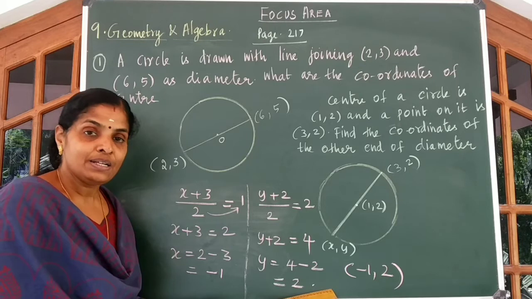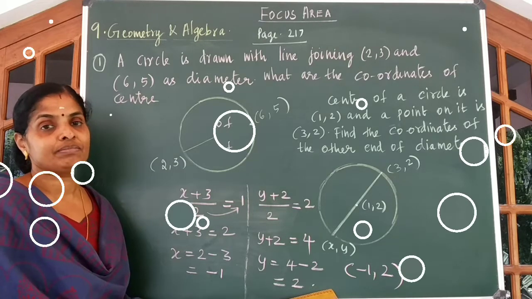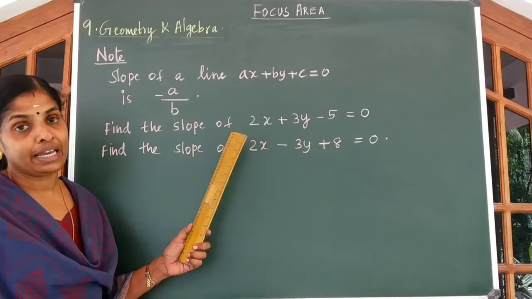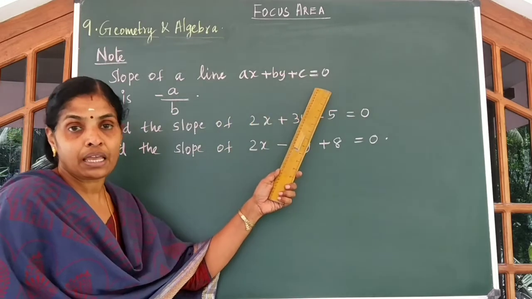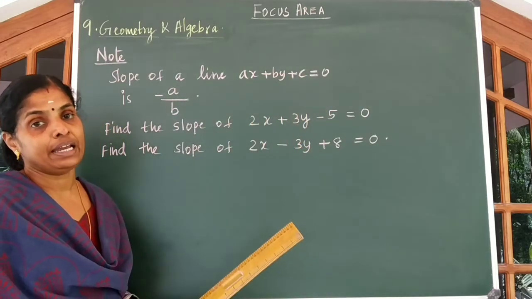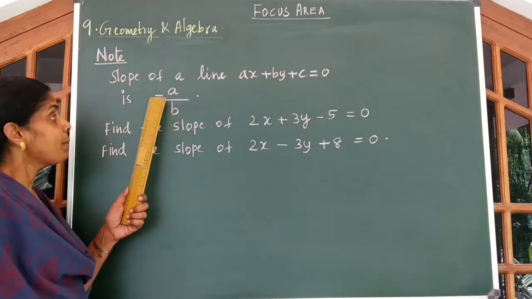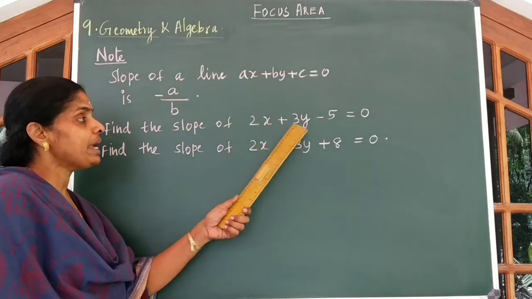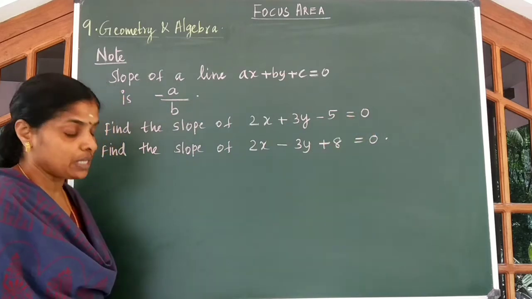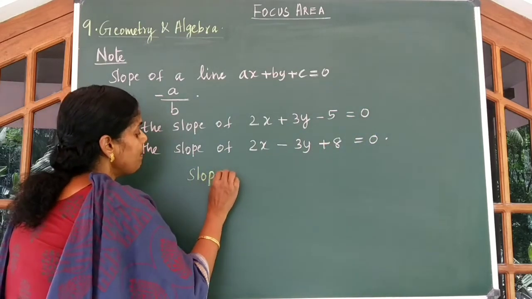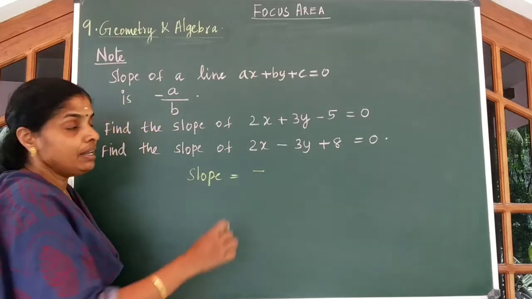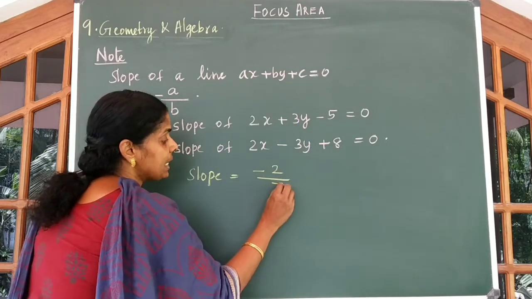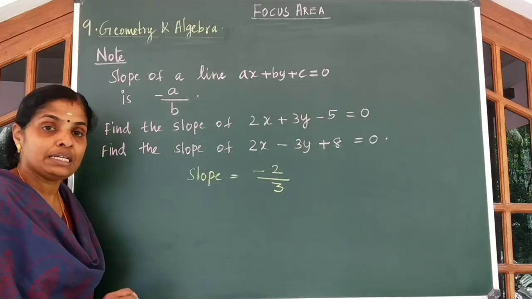We have to discuss slope also in this chapter. Next idea is to find the slope of a line. The general form of a line is ax plus by plus c equal to 0. The slope of this line is got by using minus a by b. Look at one example. Find the slope of 2x plus 3y minus 5 equal to 0. To write the slope, write a minus sign and then the a value. Here a value is 2 and b value is 3. So the slope of this line is minus 2 by 3.